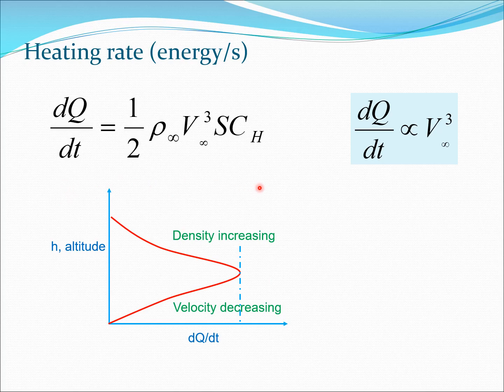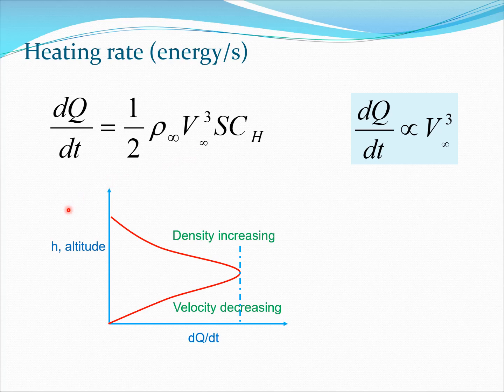So the moment we look at this equation, we immediately realize that v infinity plays a huge role here because v infinity is to the power cube, and therefore what's going to happen is that the heating rate is going to be extremely dependent on the velocity. Already the velocity is high, and therefore you can see why the heating rate is going to be very high when the body enters the atmosphere at a high speed.